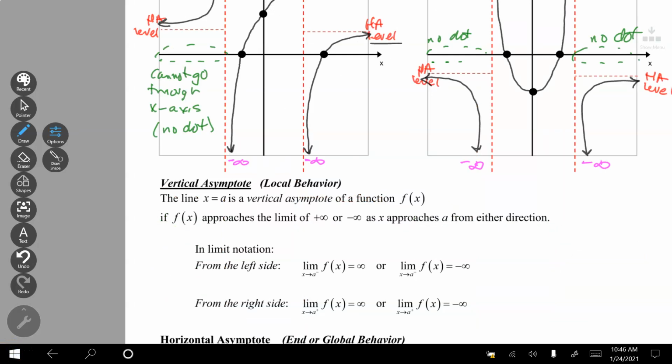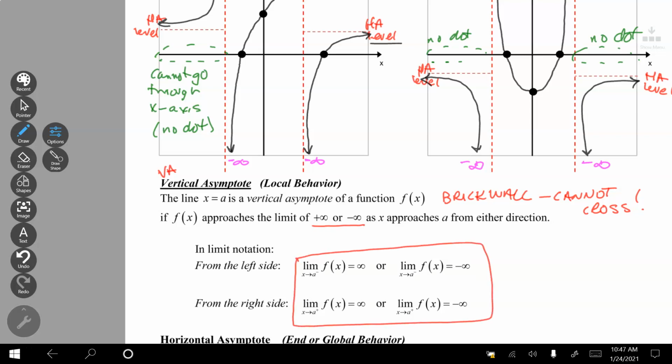We've been doing vertical asymptotes, shorthand VA. It is a brick wall. I cannot cross a VA. Okay? But on either side of a vertical asymptote, you see the graph is either going up to infinity or down to negative infinity. So that's what this is here, using the limit notation. That says as x gets closer to a from the left side or the right side, the graph is either going up to infinity or down to negative infinity.